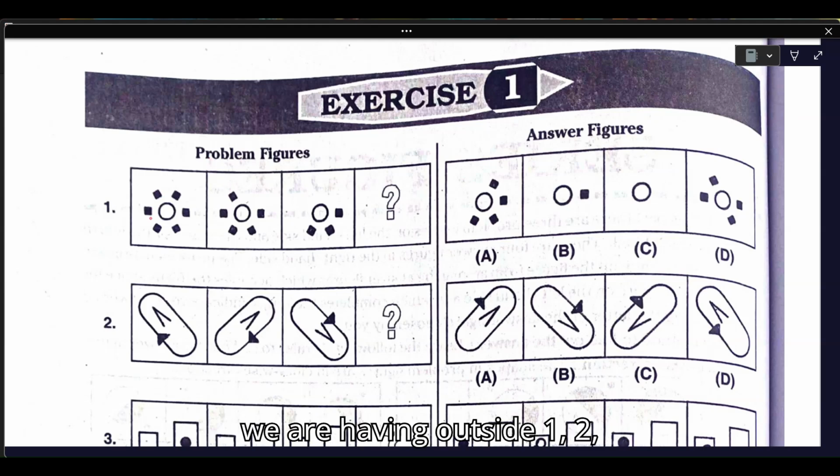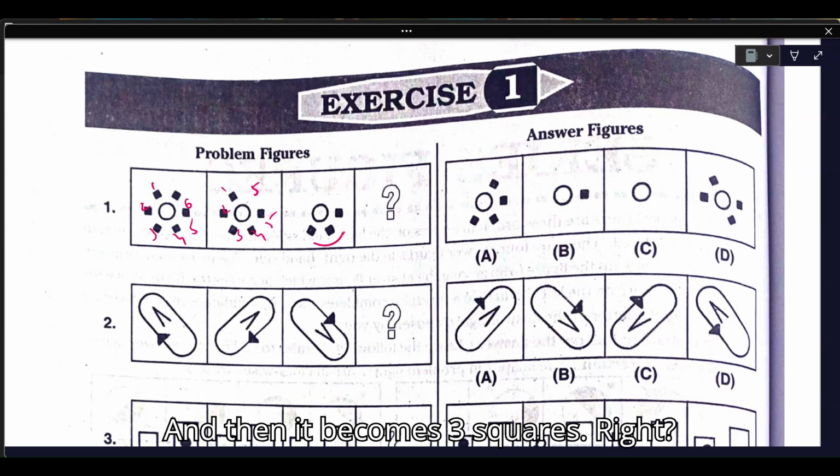Okay, first of all we have outside 1, 2, 3, 4, 5, 6 squares, and then it becomes 5 squares, and then 1, 2, 3, 4, 5 squares, and then it becomes 3 squares, right? So if we have 6, 5, 4, then it should be 3, but we got 6, 5, 3. So it is somewhat different. Okay.